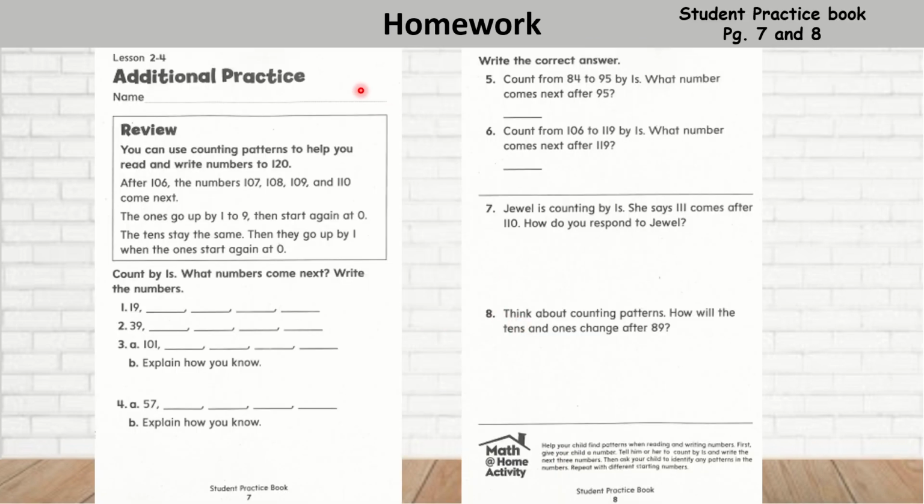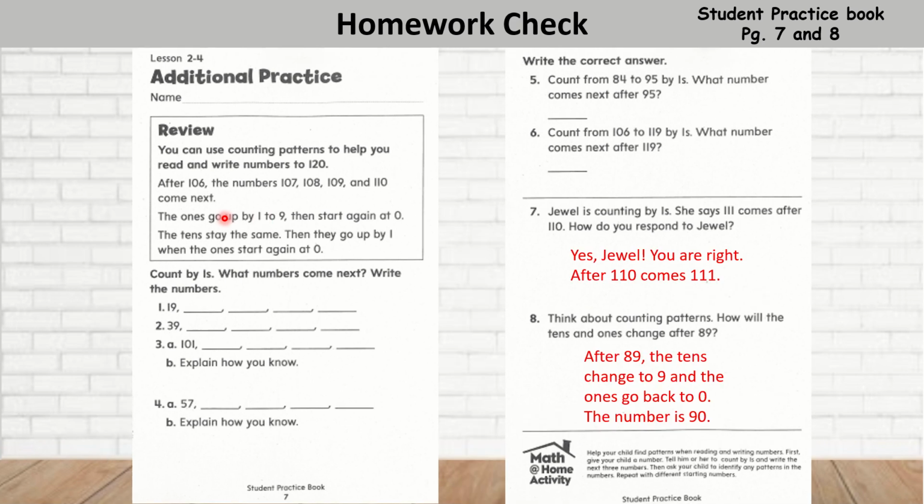Okay? Now, this is in your student practice book, pages 7 and 8. It looks like this. Please, you can do your homework and then come back and check the answers. If you've already completed it, then you can just simply check the answers with me now. Let's do the homework check now. So question number 1, it says count, what number comes next. So here we have 19, 20, 21, 22, 23. Question 2, 39, 40, 41, 42, 43. Question 3, you have 101, 102, 103, 104, 105.